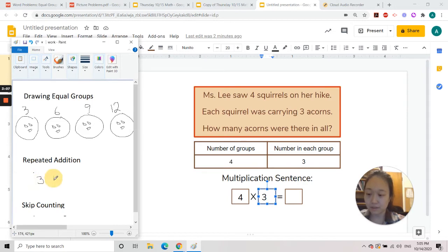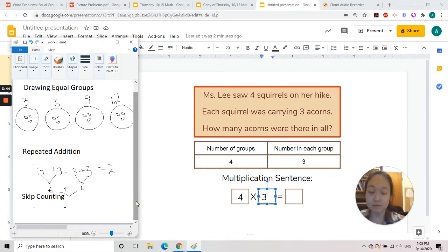1 3, 2 3s, 3 3s, and then 4 3s. I can add this a little bit more efficiently by using my doubles fact. 3 and 3 make 6. The other pair of 3 also makes 6. And then 6 and 6 is another doubles fact that makes 12.